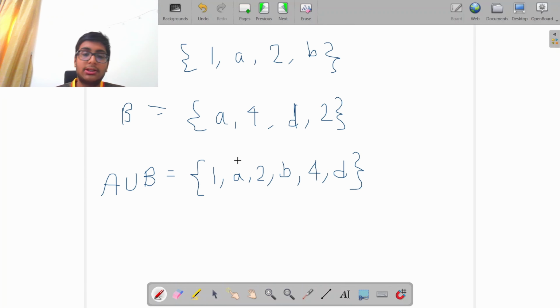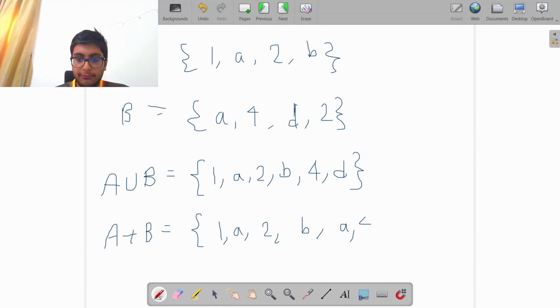But what you might be wondering is that I said you have to incorporate both the groups into one set. And just hold on when I ask you the question, what is A plus B? Now A plus B will be 1, A, 2, B, A, 4, D, 2. So have you seen the difference? Well, as I said earlier, the only thing in union is that you need to know when to add and when to merge.